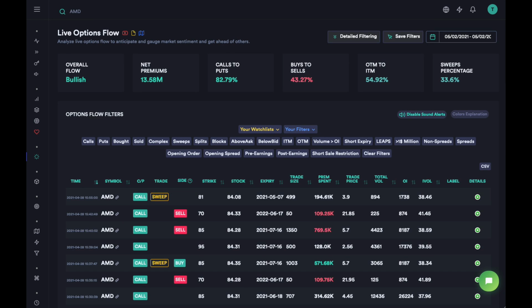Hey everyone, this is Heather again, and this is going to be another tutorial on how to use live options flow, and this one is again for an intraday trade idea.